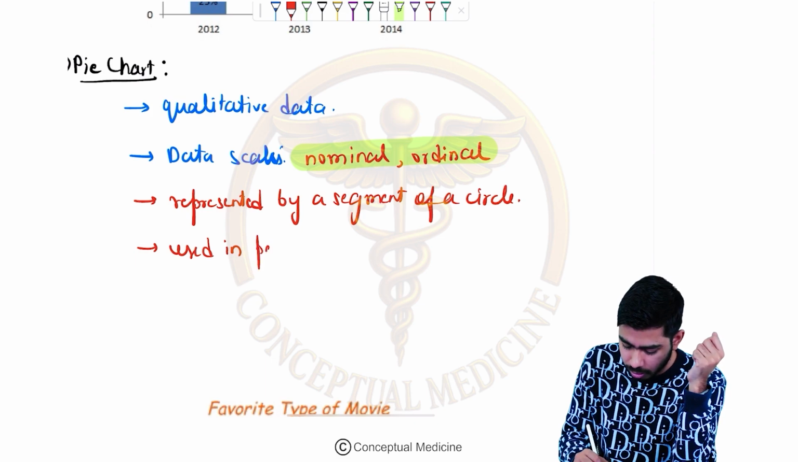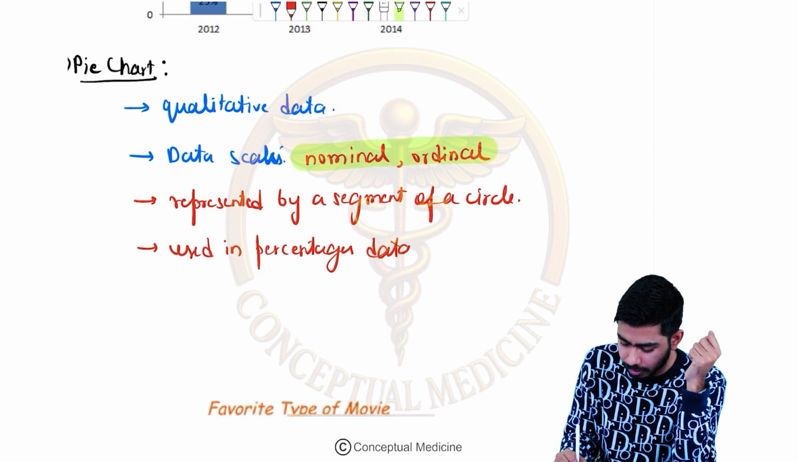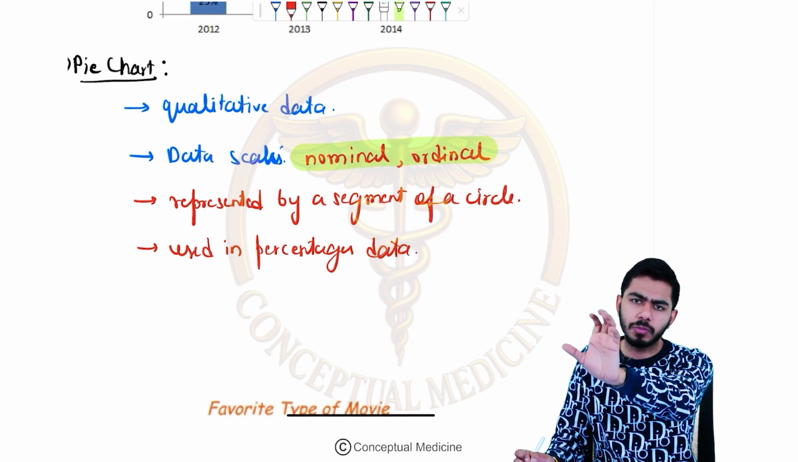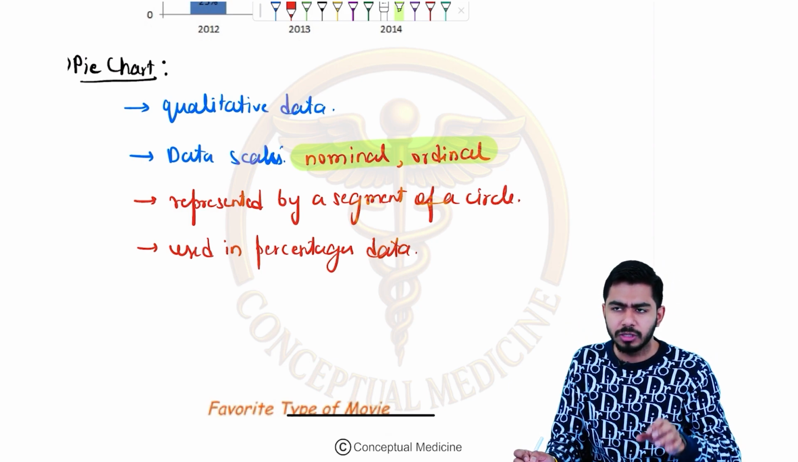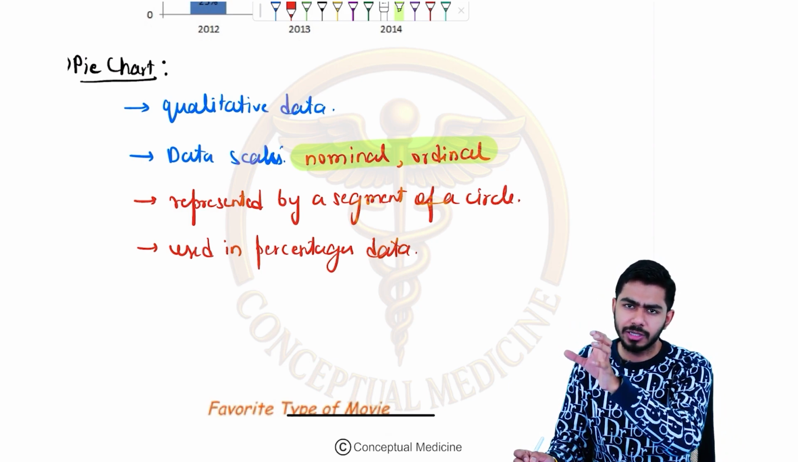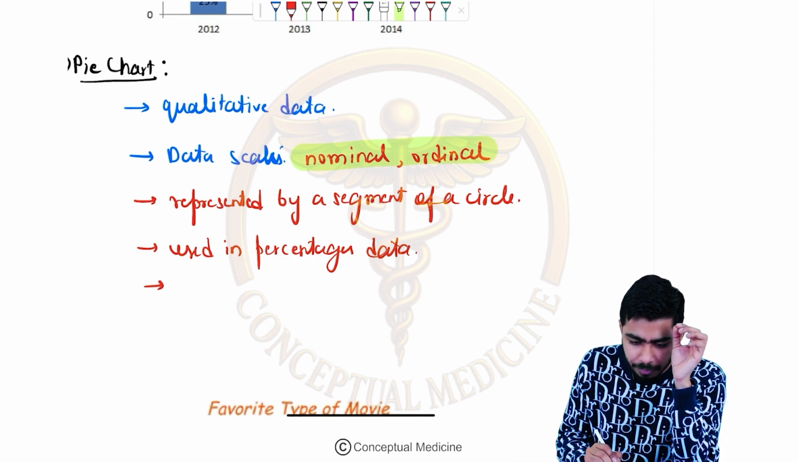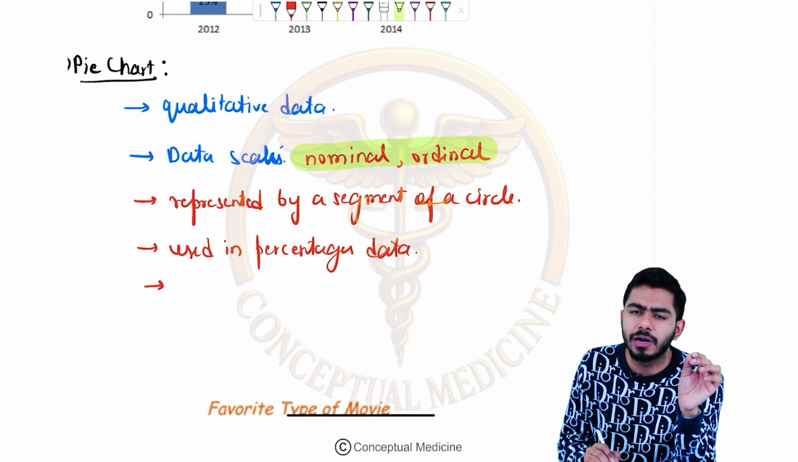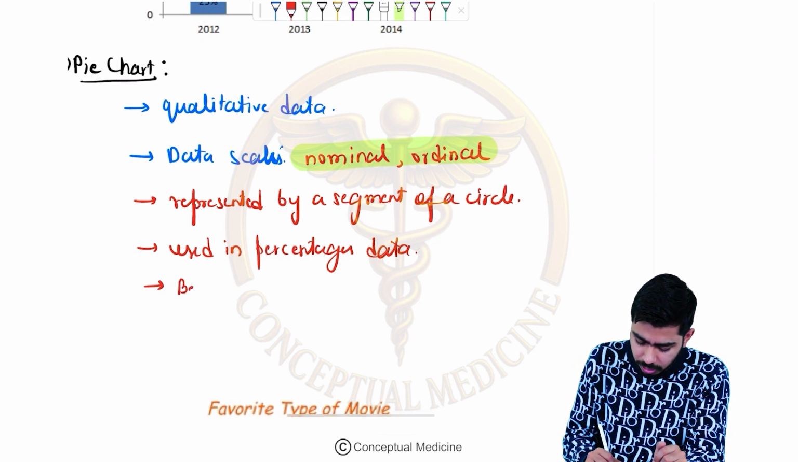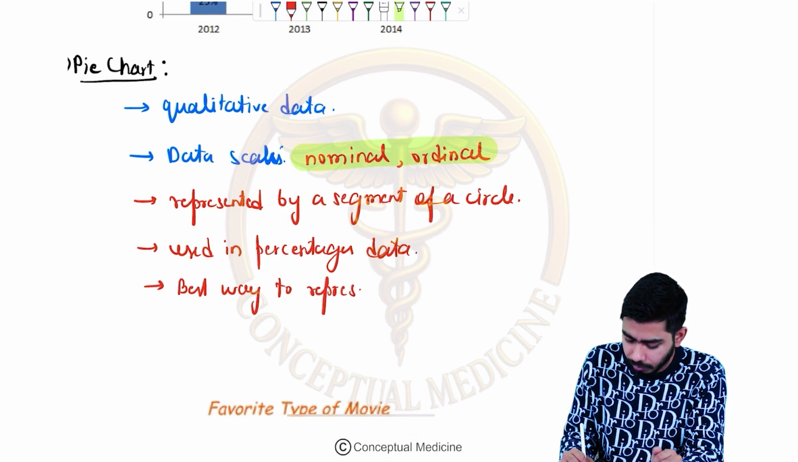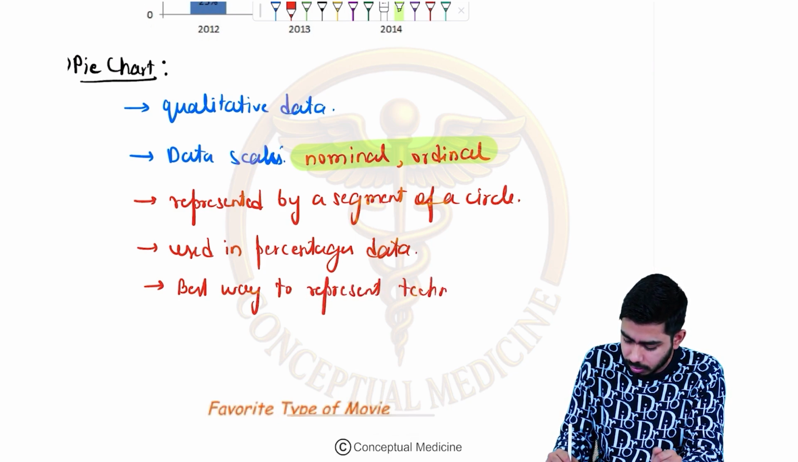So pie charts are used for percentage data, right? The data which we want to represent in percentages. This much percentage of the population is affected, that much percent of the population has been vaccinated in this state, that country, that XYZ, like that. The best way to represent such data, which graph will you use? This is the best graph, the pie chart.